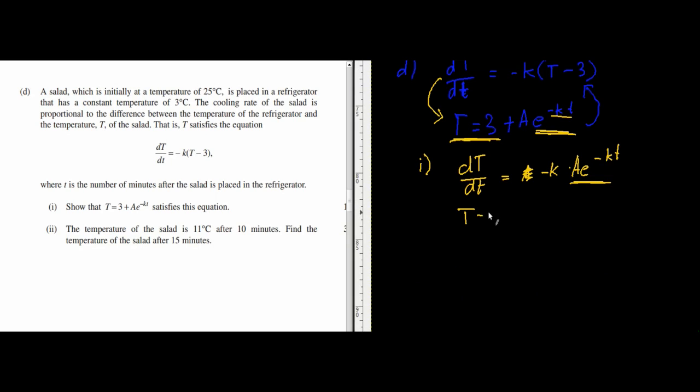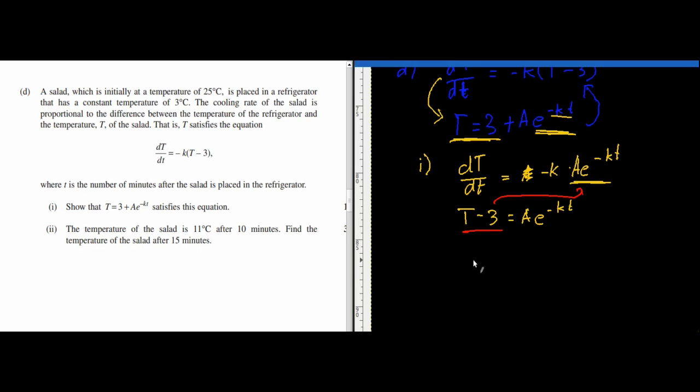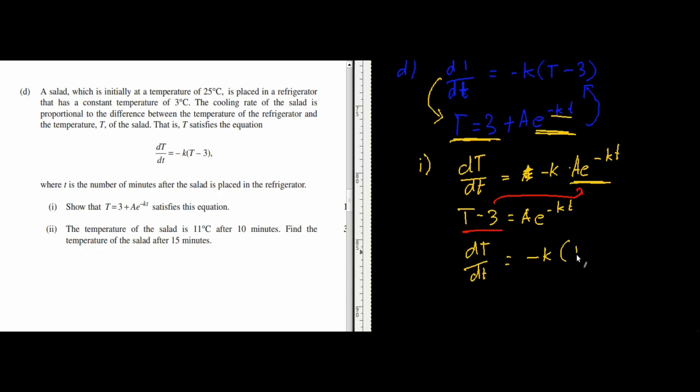T minus 3 is equal to A e to the minus kt. Now I can plug this into here. Okay, so I will end up getting dT/dt is equal to minus k times (T minus 3). So that's the first part of the question.